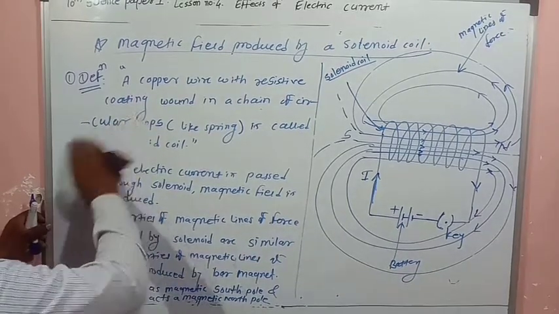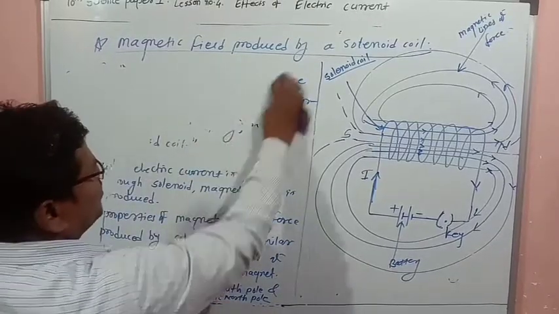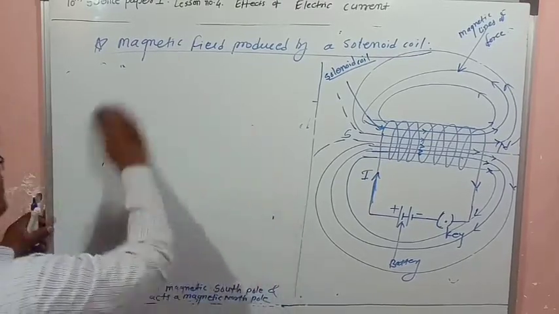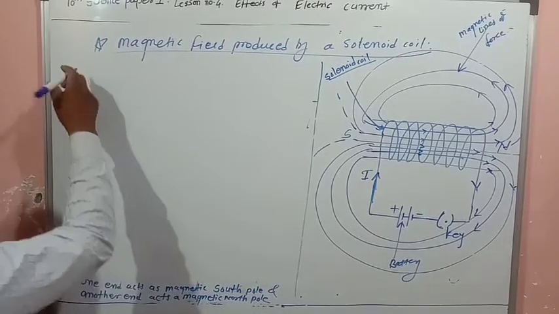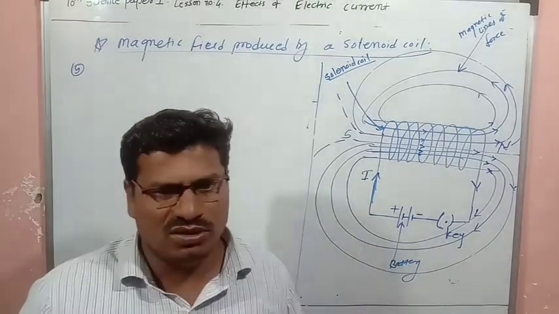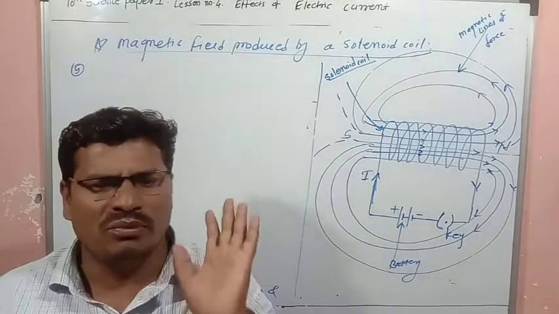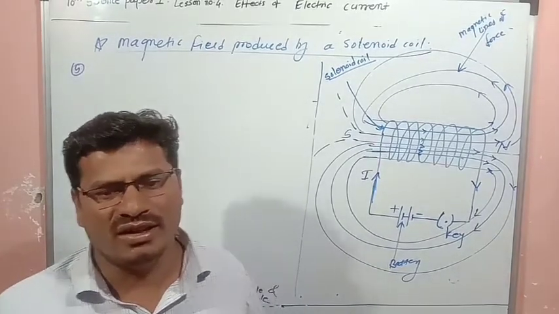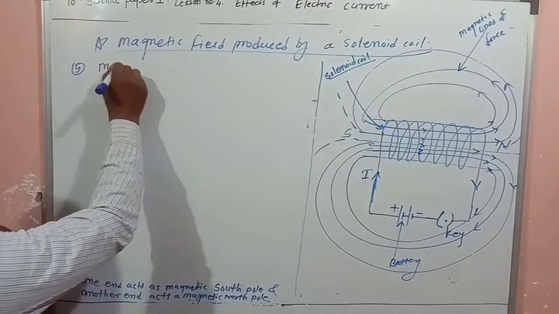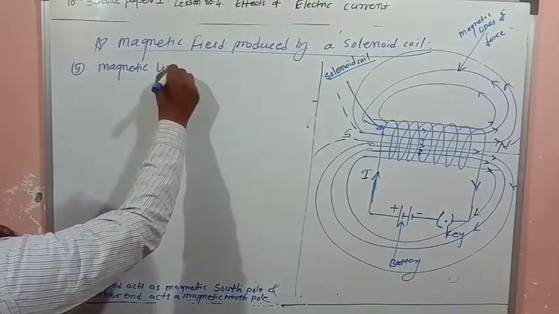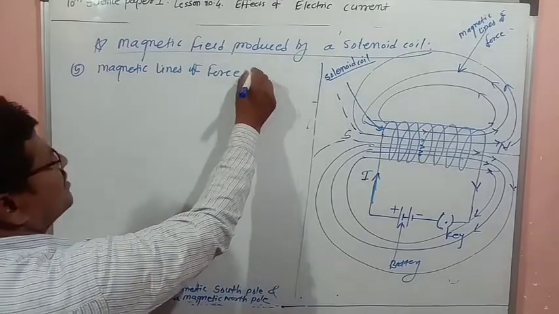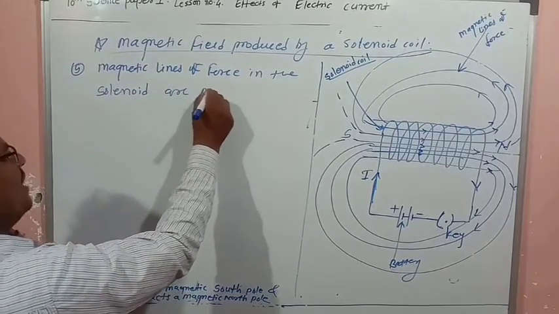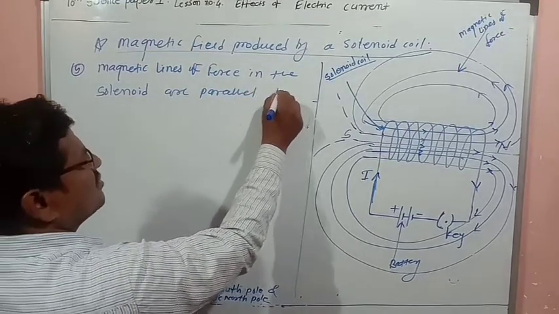And the next point, the fifth point, is that magnetic lines of force at the center, in the solenoid coil, are parallel to each other.